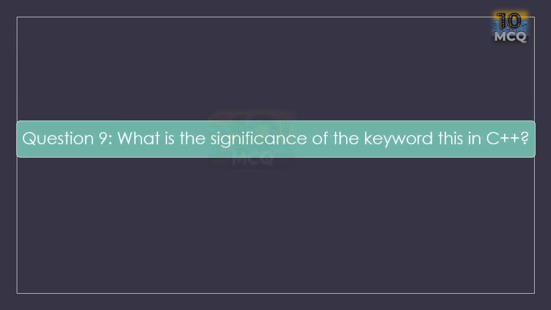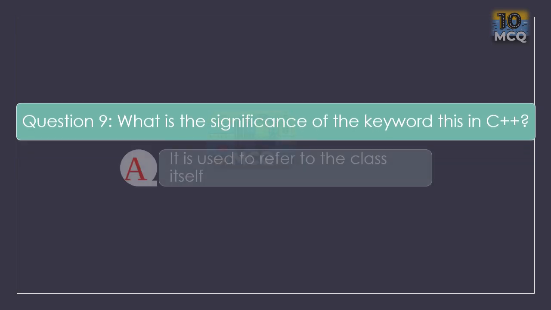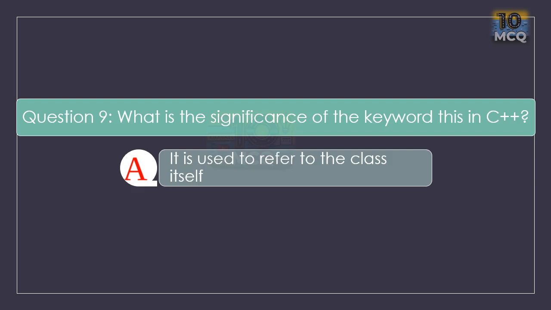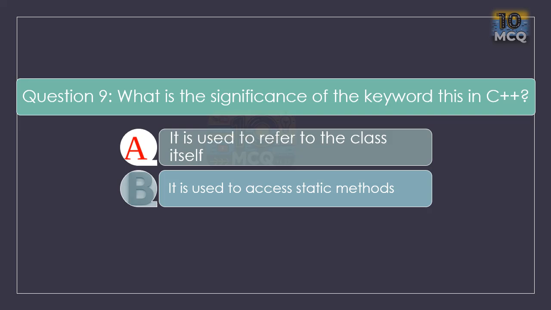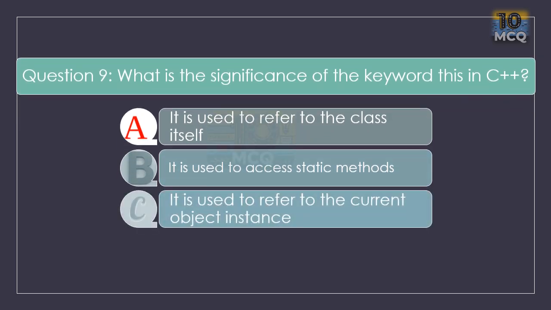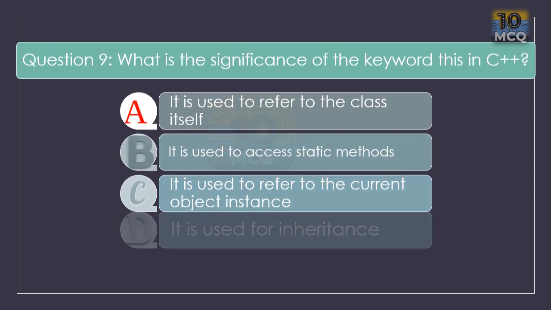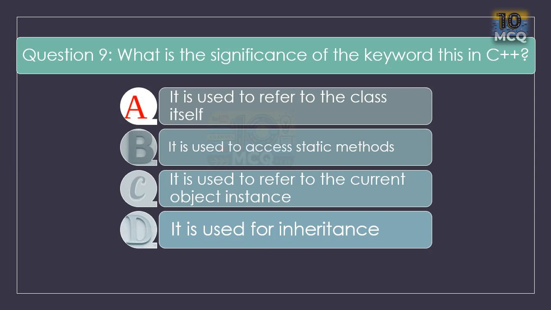Question 9. What is the significance of the keyword this in C++? Option A, it is used to refer to the class itself. Option B, it is used to access static methods. Option C, it is used to refer to the current object instance. Option D, it is used for inheritance. The correct answer is Option C. It is used to refer to the current object instance.